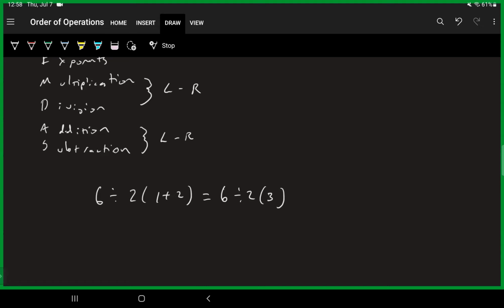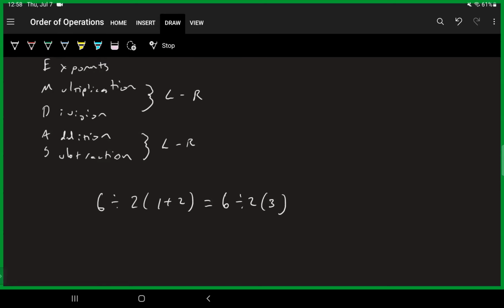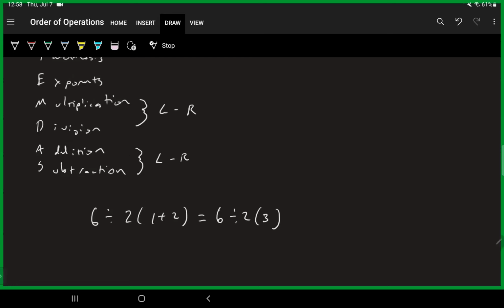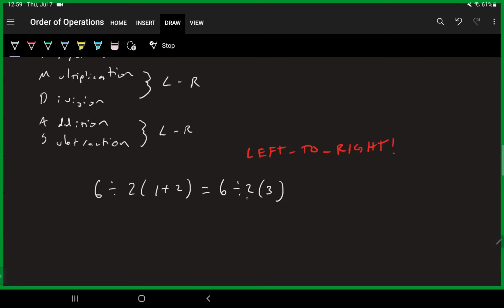However, this is a step where a lot of people are going to get confused, and they're going to think that since multiplication is the next one on the list, you have to multiply 2 and 3 first, and you get 6, and 6 divided by 6 is 1. That is incorrect. So now the only operations I have here are multiplication and division. So we're going to go from left to right. I'm going to divide by 2 first. 6 divided by 2 is 3, and I'm going to multiply by 3 and get 9. And that is my final answer.